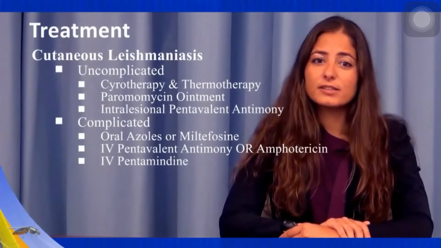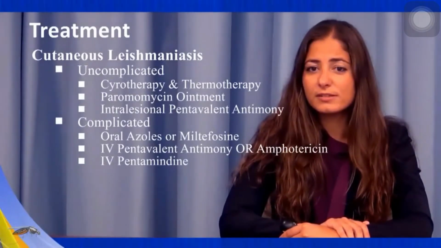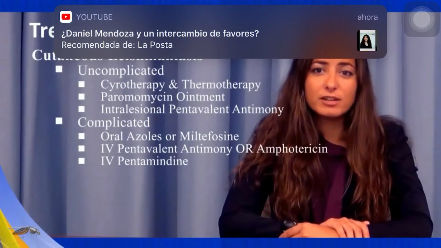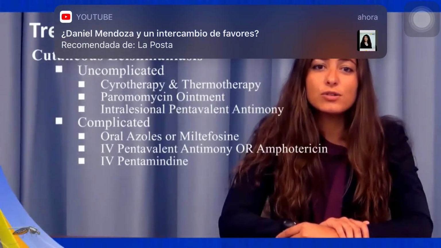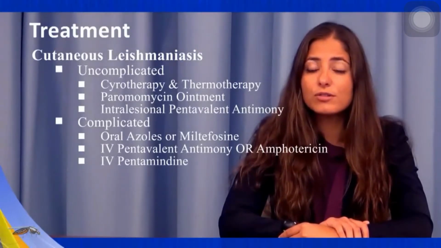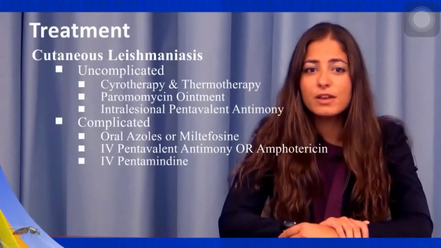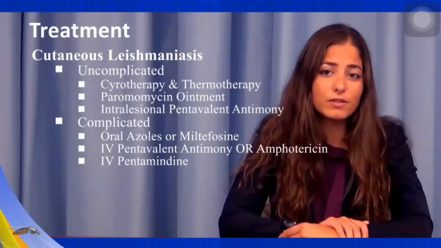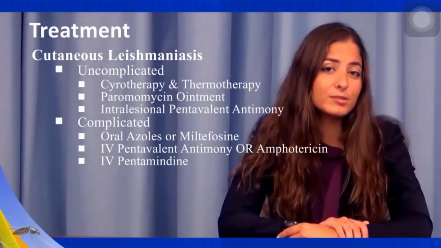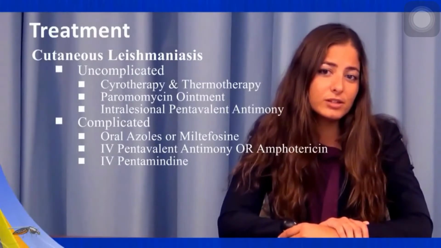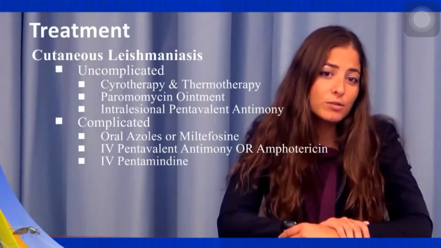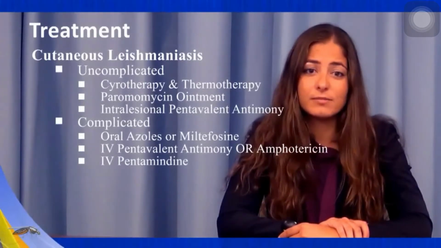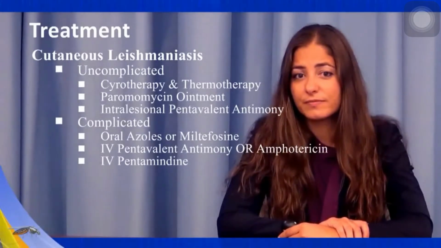Cutaneous leishmaniasis is considered complicated in the following circumstances: when the host is immunocompromised, when the lesions are large, greater than 5 centimeters, when the lesions are in localized areas that are not amenable to local therapy, for example, the face, when there are multiple lesions, greater than 3, when there is mucosal or lymph node involvement, or if they have failed prior local therapy. These treatments include oral azoles, oral miltefosine, IV pentavalent antimony, IV amphotericin B, and IV pentamidine.